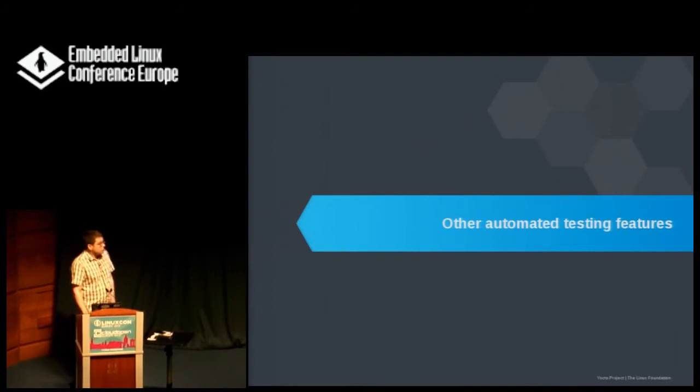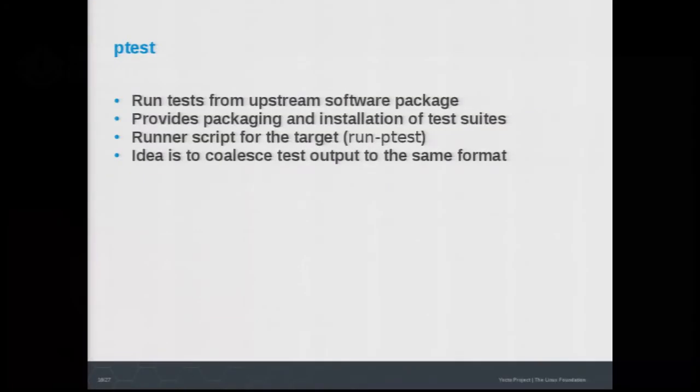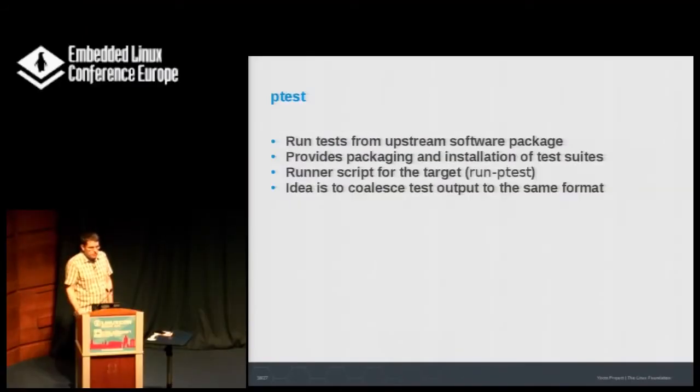Okay, so in addition to the automated testing, we've got a couple of other features that are worth pointing out related to automated testing. So we have p-tests. Now, this was introduced in the previous release and extended in this current 1.5 release. It was developed primarily by Bjorn Stenberg and a team at ENEA in Sweden. And it runs tests that are supplied with an upstream piece of software.